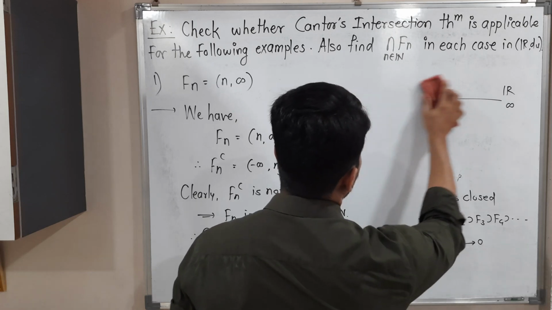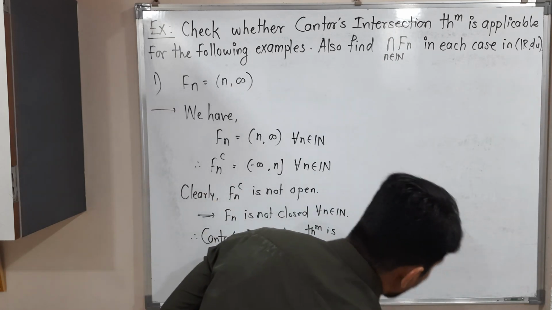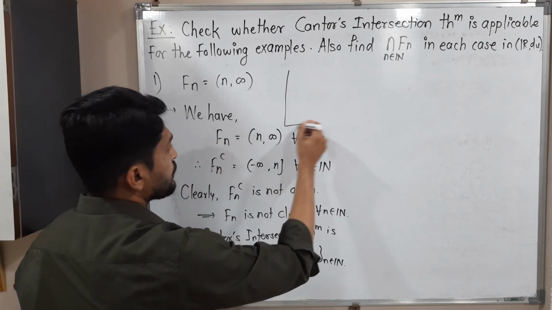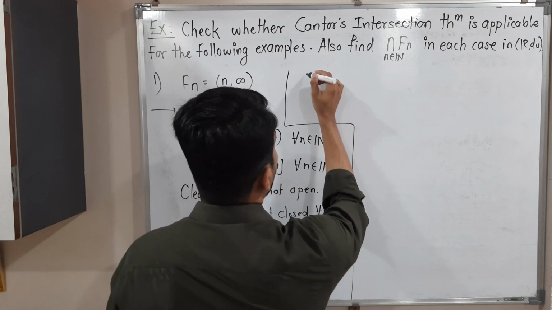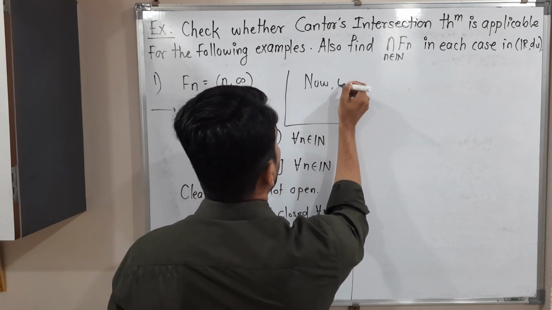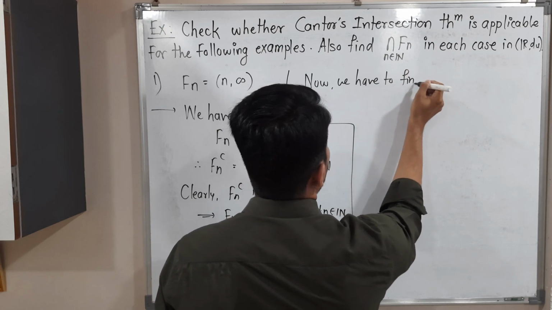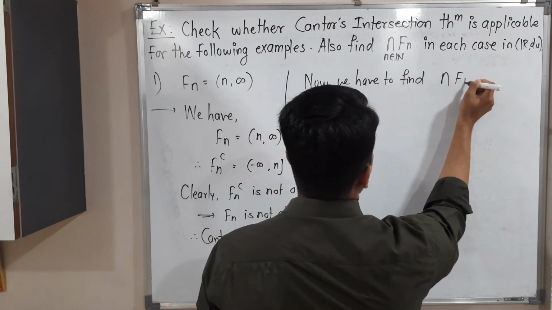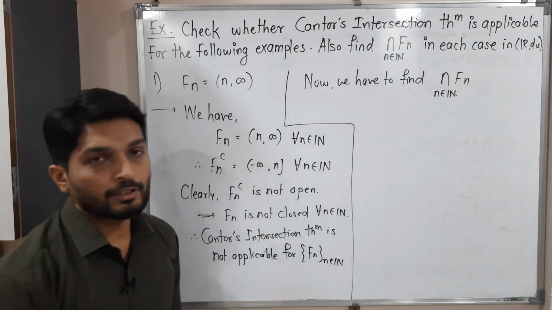So let us move further. After that, we have to find the intersection. Let me clearly mention what we have to find. Now we have to find the intersection of Fn, n belonging to the set of natural numbers.